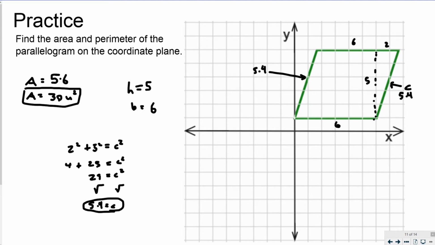So if I do the perimeter formula for a parallelogram, P is equal to 2 times 6 plus 2 times 5.4. The perimeter is going to be equal to 12 plus 10.8. So the perimeter is 22.8 units because it's the coordinate grid.